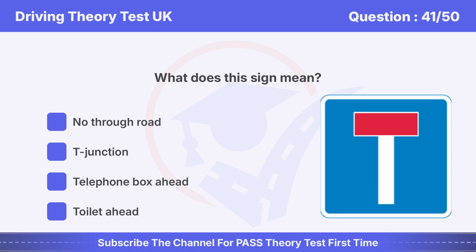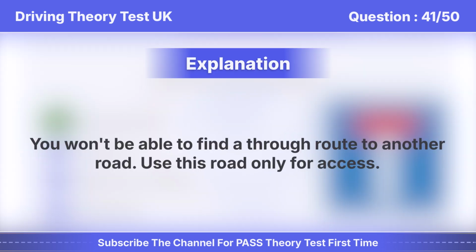Question 41. What does this sign mean? Answer is A. No through road. You won't be able to find a through route to another road. Use this road only for access.